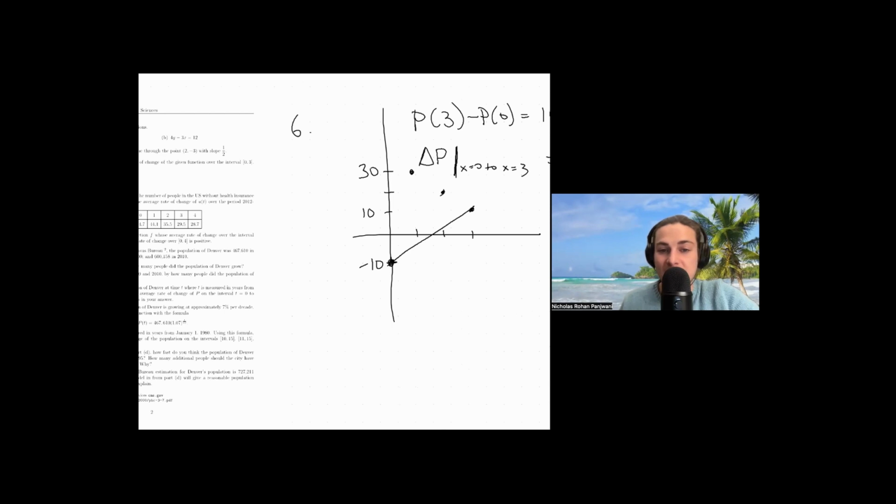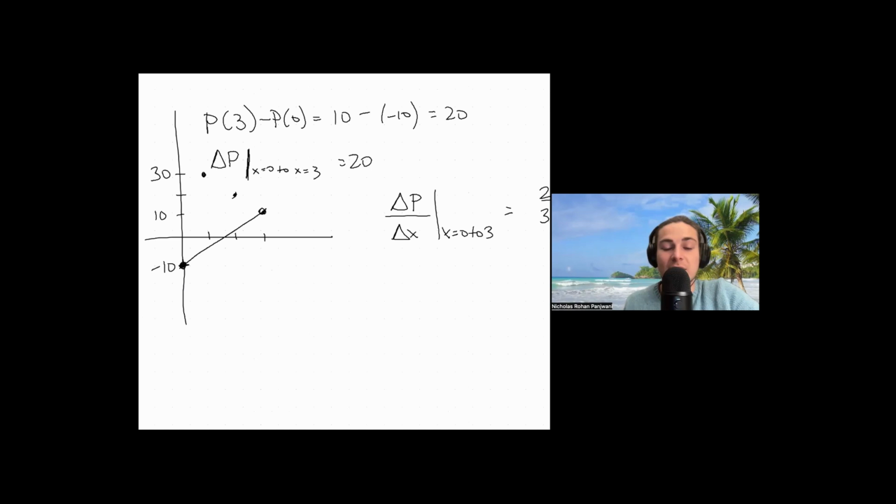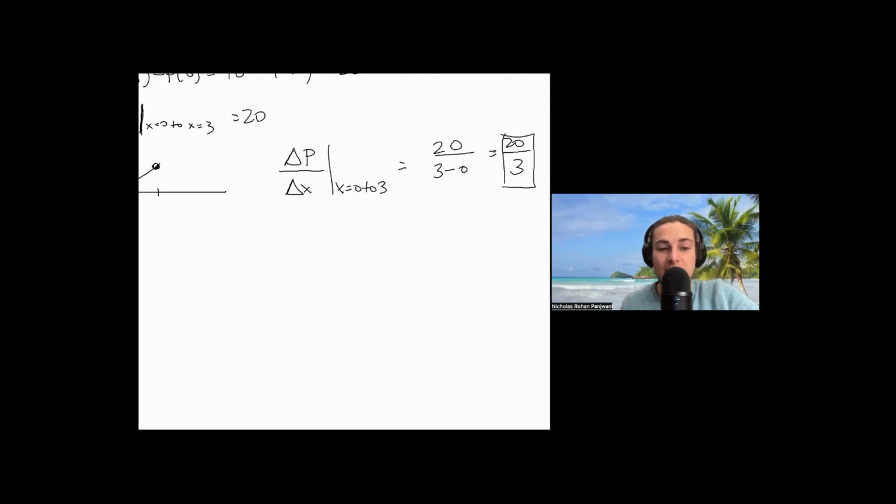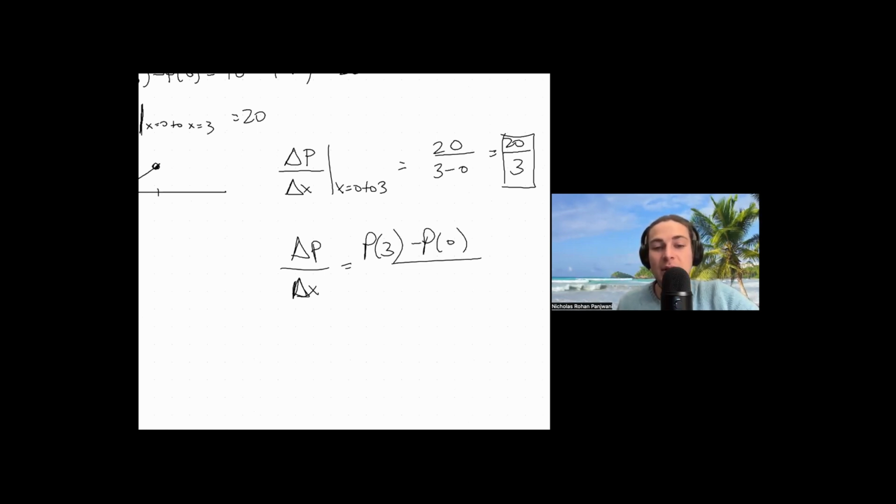Right, so we don't know the exact shape of this thing, something like that. I don't know, but it could be something like that, right? But now we're just talking about the endpoints of this interval. So p of 3 minus p of 0 divided by 3 minus 0. Formally, delta p over delta x in this case is equal to p of 3 minus p of 0 over 3 minus 0.